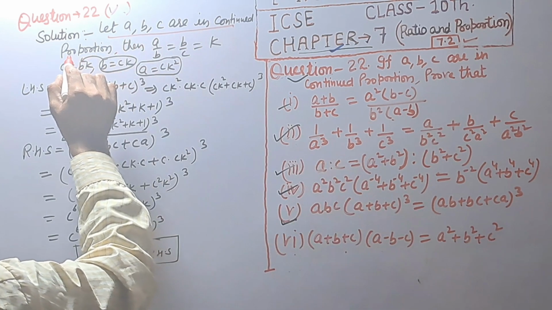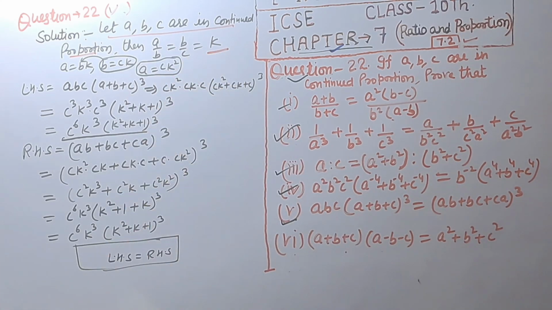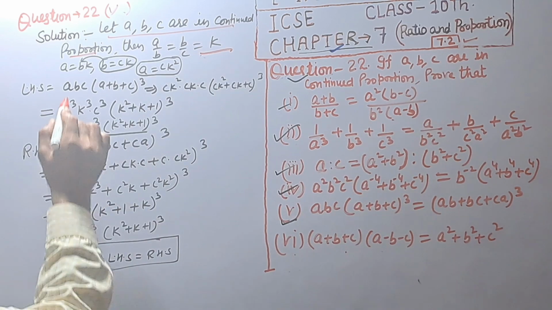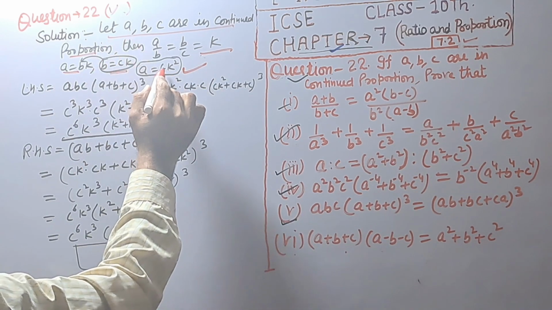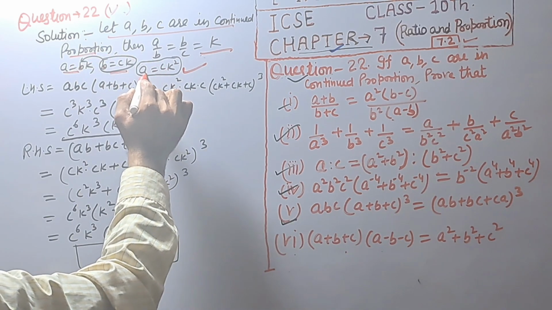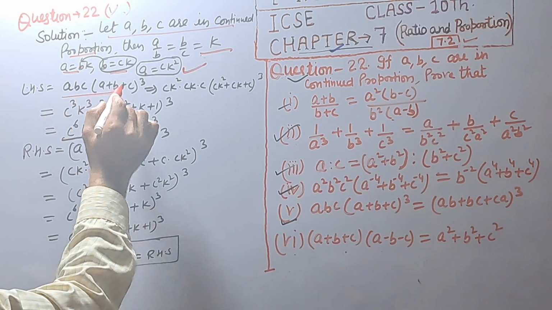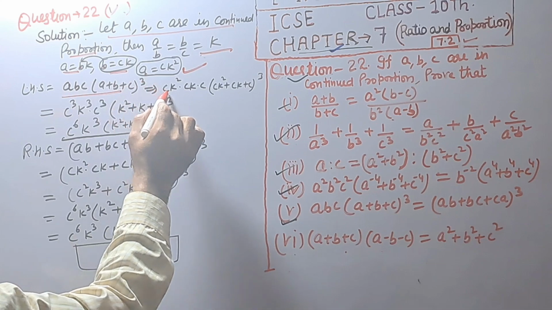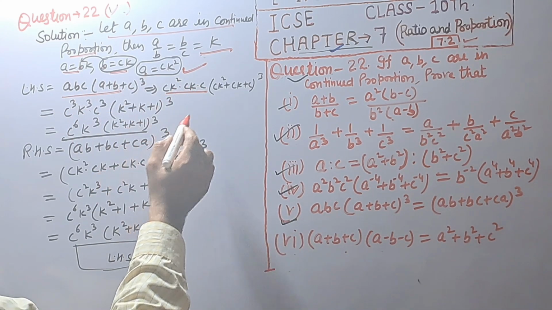Let a, b, c be in continued proportion, then a upon b equals b upon c, that is equal to k. So a is equal to bk, b is equal to ck, then a is equal to ck square. We are putting b in first, then this will be ck square. Left hand side is abc into a plus b plus c raised to power 3. We are putting a is equal to ck square, b is equal to ck, and c as it is.